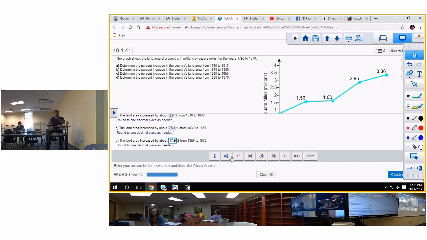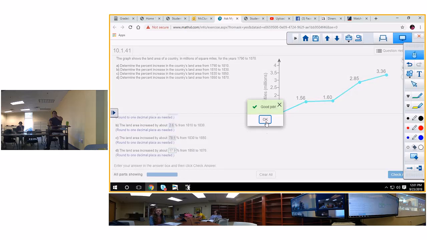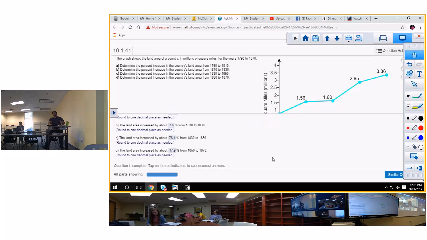17.9. And we got all 4 of those right. New minus old over old multiplied by 100.